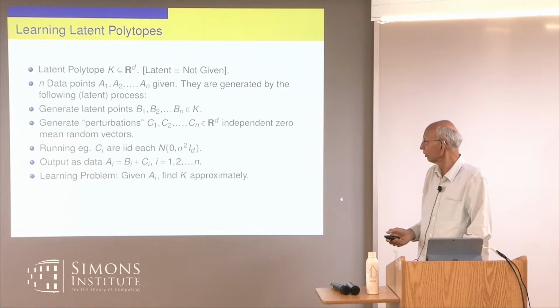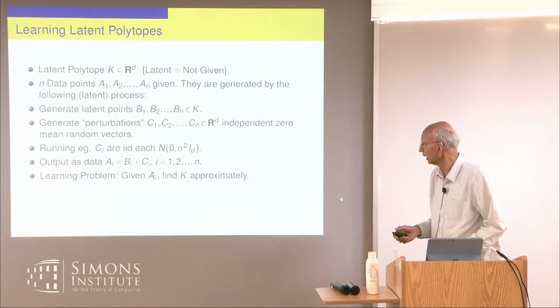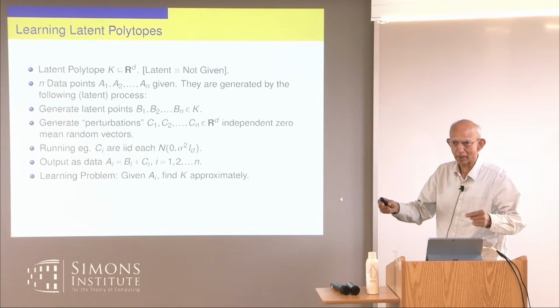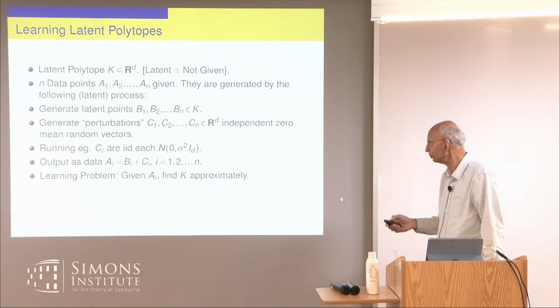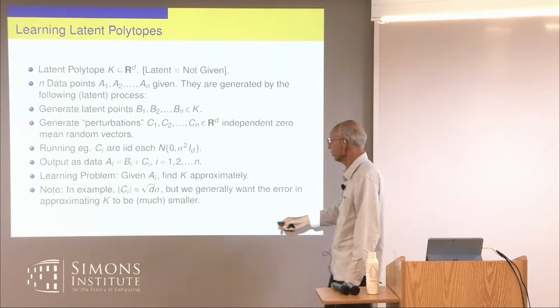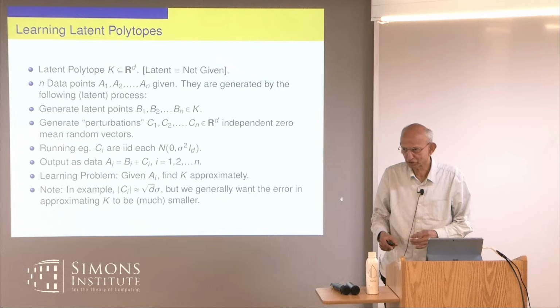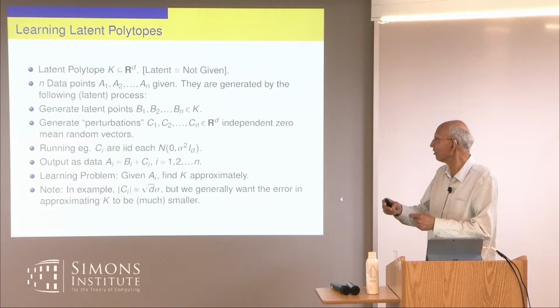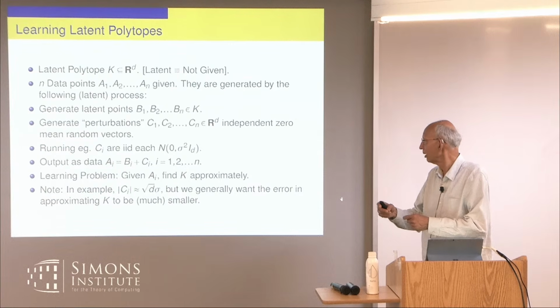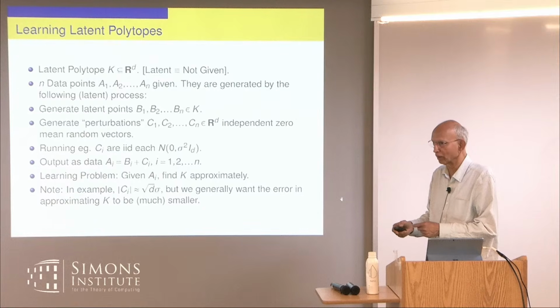Okay. So the learning problem is, given these Ai, find K approximately. Its vertices perhaps, or some description of K. So in the example, Cj has d dimensions. Each coordinate has standard deviation sigma, so the lengths of those vectors are root d times sigma. But we generally want the error in approximating K to be much smaller.